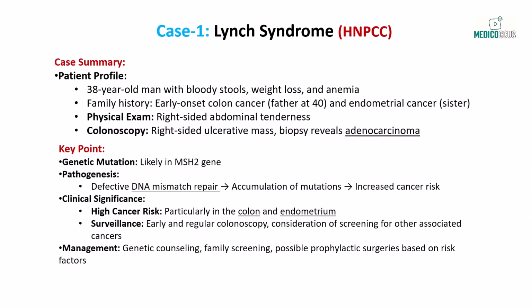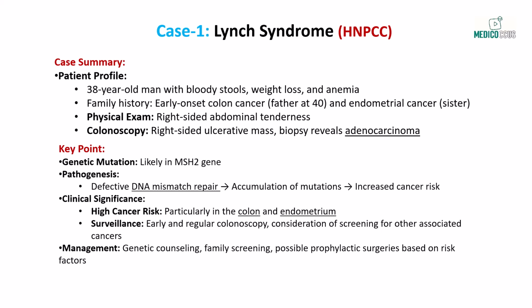In this case, the mutation is most likely in the MSH2 gene, one of the key genes involved in Lynch syndrome. This genetic mutation predisposes individuals to colorectal cancer, typically presenting before the age of 50, and is also associated with other malignancies, including endometrial and ovarian cancers. Understanding the genetic basis of Lynch syndrome is crucial for recognizing and managing these patients, both in terms of early detection and preventive strategies.